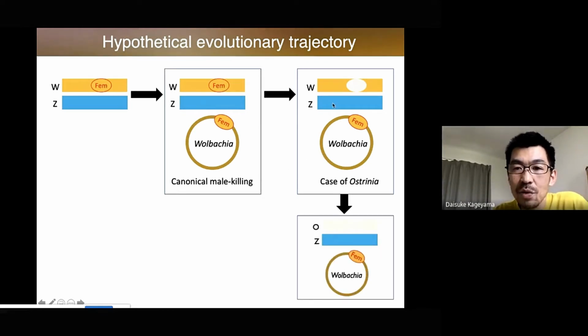And after that, we speculate that the W chromosome does not have any function anymore, because we know that the W chromosome is full of repetitive sequences and transposons, and no functional genes are known to date. So it's possible to speculate that the old sex chromosome may evolve from this.